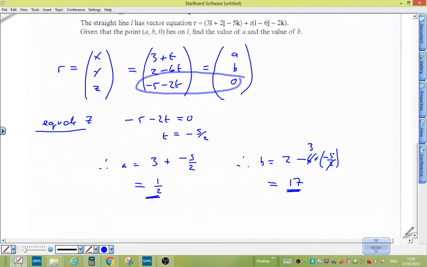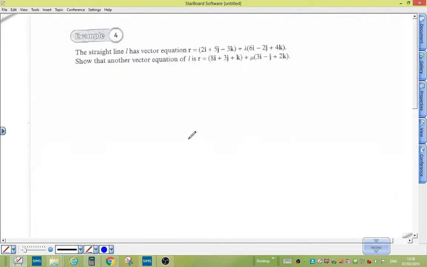Right, over the page, the straight line has equation and so on. Show that another equation of the format r equals that. So we've got 2 different lines. So show that that is a different format of the equation. Can you see that the direction vectors are both the same? They're just pulling a 2 out of there, so these are going in the same direction.